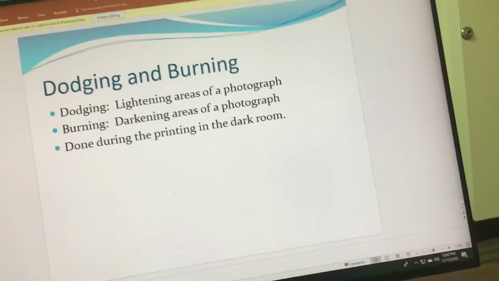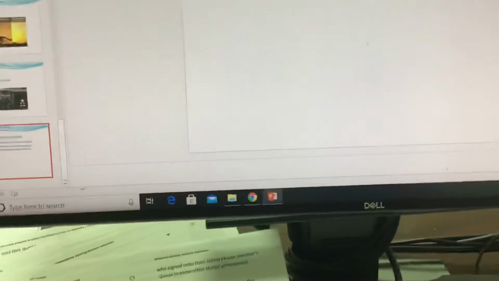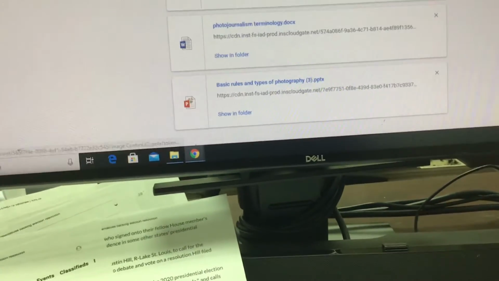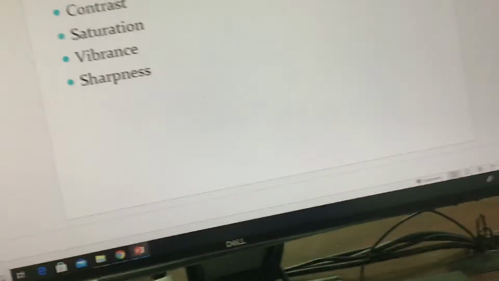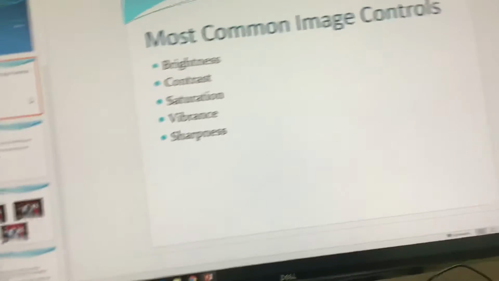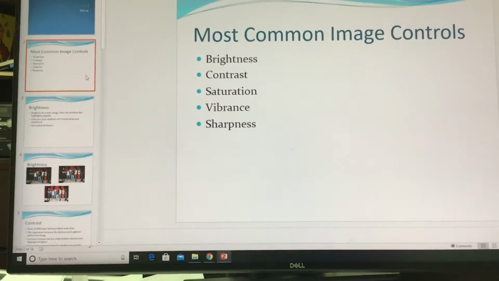All right, so we have gone through quite a bit already. We're more than halfway there. So now we're going to talk about image control, which again, this is on your Canvas. So your most common image controls are brightness, contrast, saturation, vibrance, and sharpness.